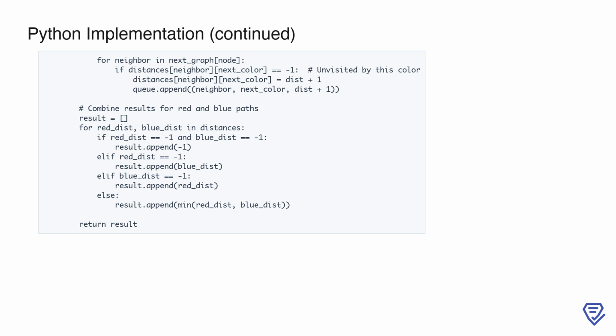If it's reachable by only one edge color, we take the distance for that color. Otherwise, we select the minimum of the two distances, as we're looking for the shortest path. Finally, the function returns the result list, which contains the shortest alternating path distances to all nodes in the graph.